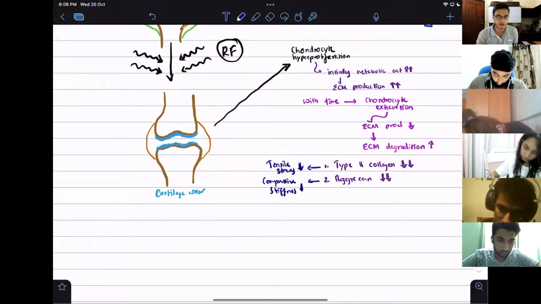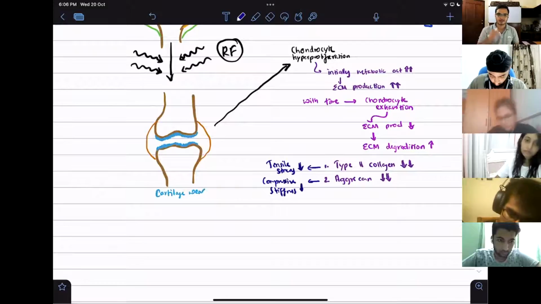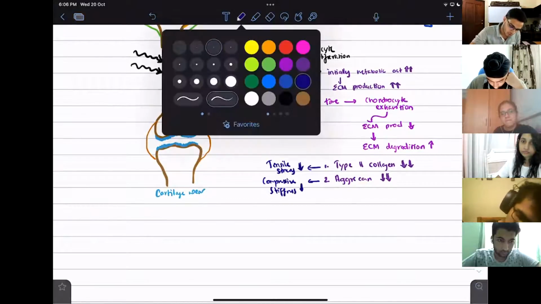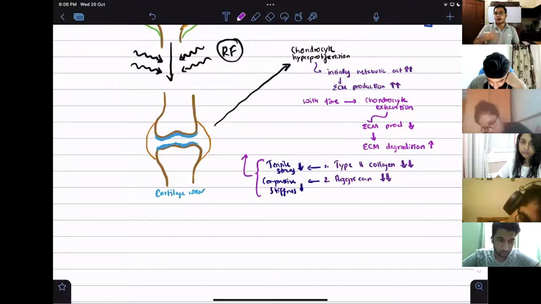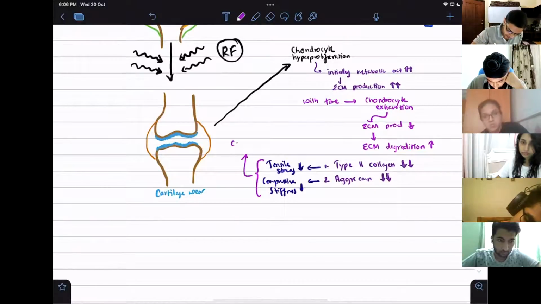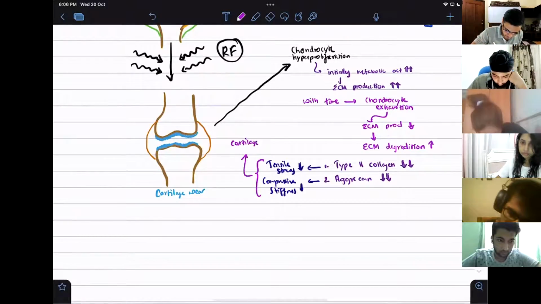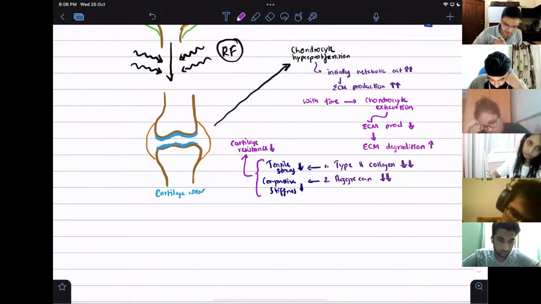Compressive stiffness reduces, right? Overall, guys, what do you think is happening to our cartilage? It is becoming weaker, correct? Overall, you can put something like that: cartilage resistance reduces.